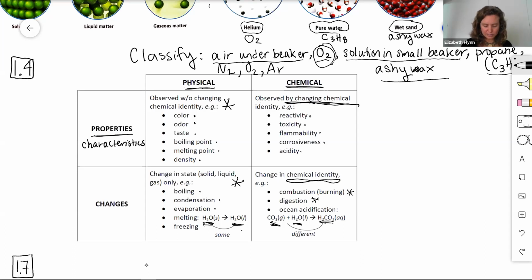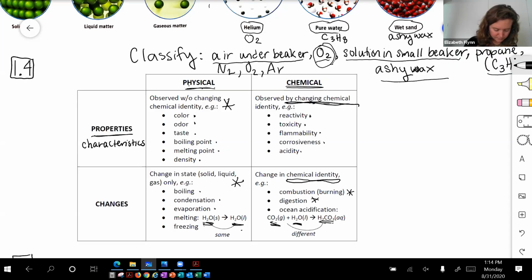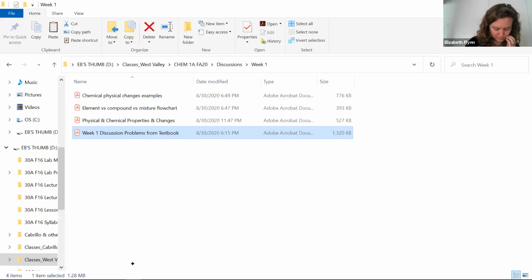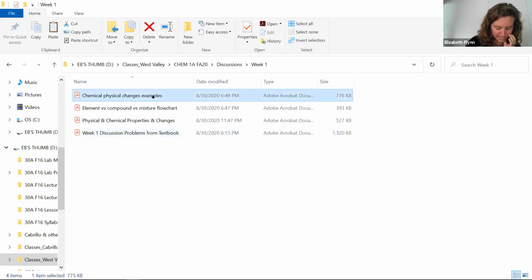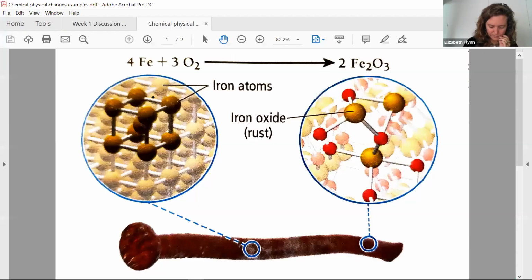Okay, so let's do some examples. I have some right here. Again, I love this molecular art. You're going to see a lot of molecular art to get us thinking on that small scale, on the particle scale. Is this a chemical change or a physical change, the rusting of iron?